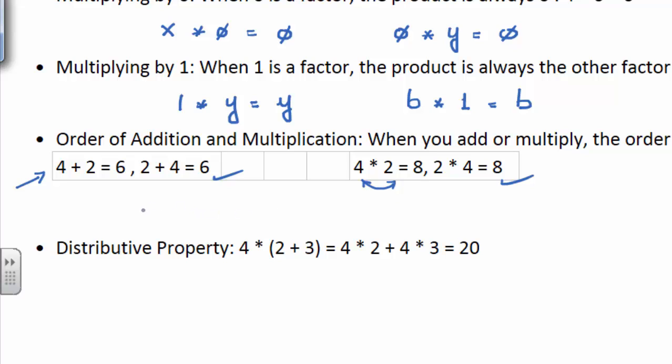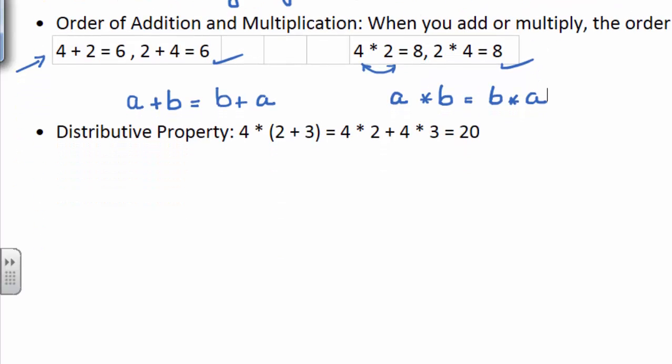The same thing for variables. If I have a plus b, this is exactly like b plus a, the same value. Or if I have a times b, it's going to equal the same value as b times a. There is no difference of order.